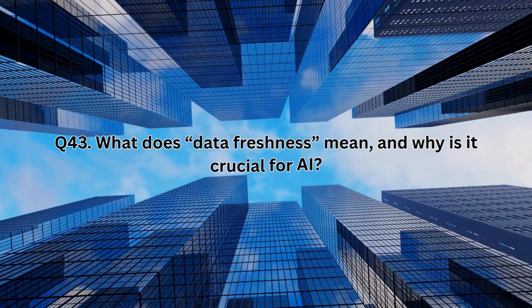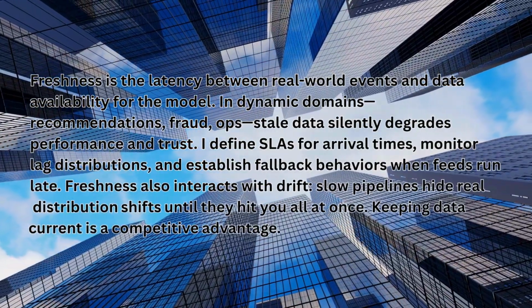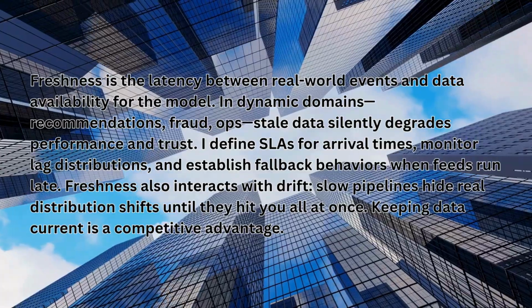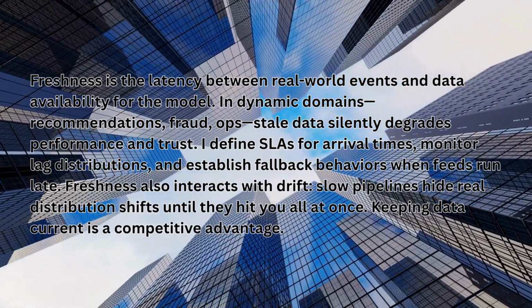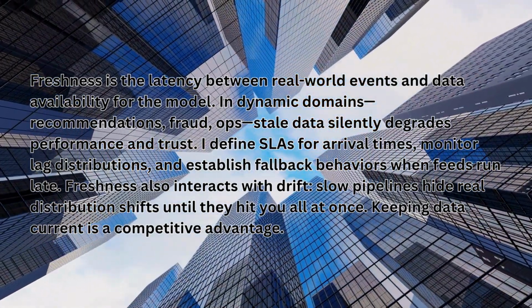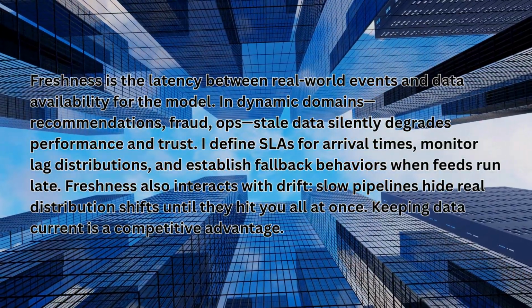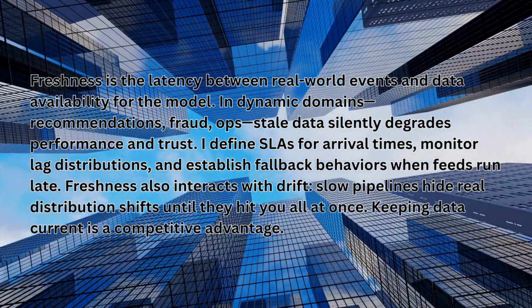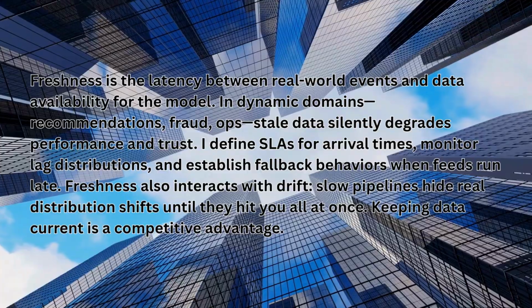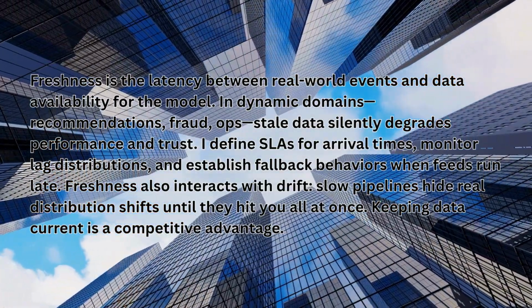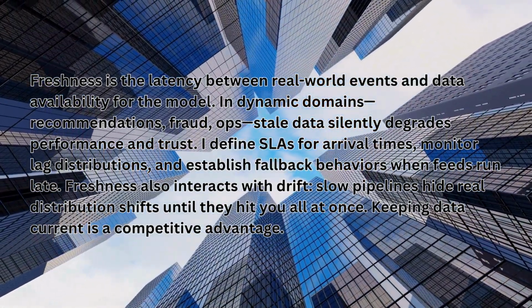What does data freshness mean, and why is it crucial for AI? Freshness is the latency between real-world events and data availability for the model. In dynamic domains, recommendations, fraud, ops, stale data silently degrades performance and trust. I define SLAs for arrival times, monitor lag distributions, and establish fallback behaviors when feeds run late. Freshness also interacts with drift. Slow pipelines hide real distribution shifts until they hit you all at once. Keeping data current is a competitive advantage.